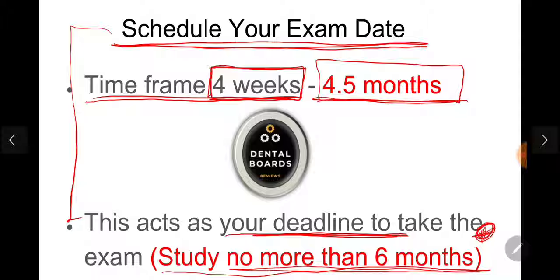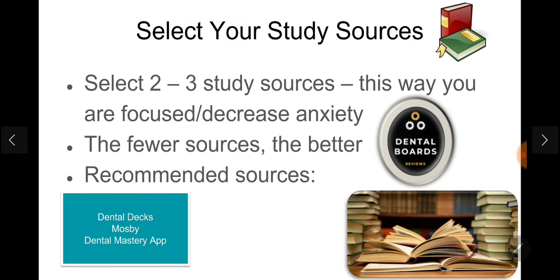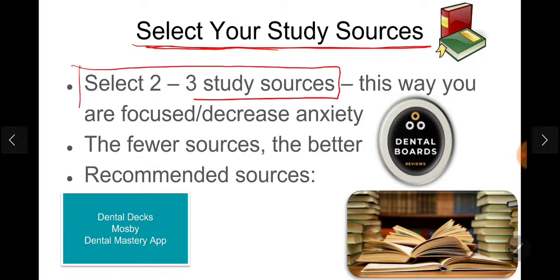Now that you have scheduled and you have your timeline of studying, what do you do next? Okay, the next thing is that now you select your study sources. Now here, what do I recommend for your study sources? All right, so I recommend you find 2 to 3 sources for this exam.